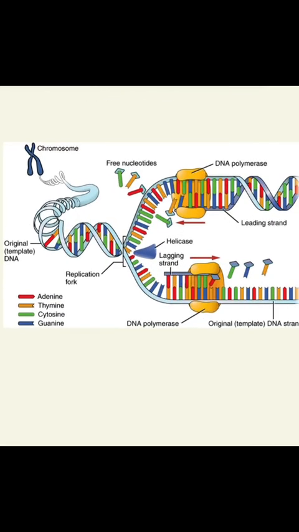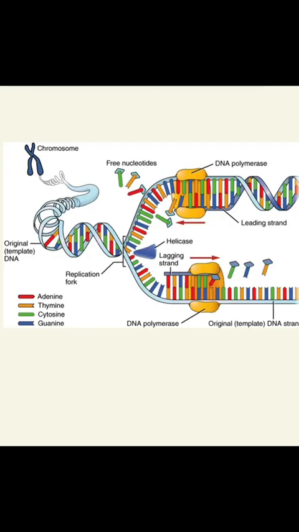Now, the first step begins when the enzyme helicase unwinds the double helix. So where's helicase in the diagram? This little wedge-shaped thing, that is DNA helicase, and it unwinds this strand here by breaking the hydrogen bonds between the base pairs.